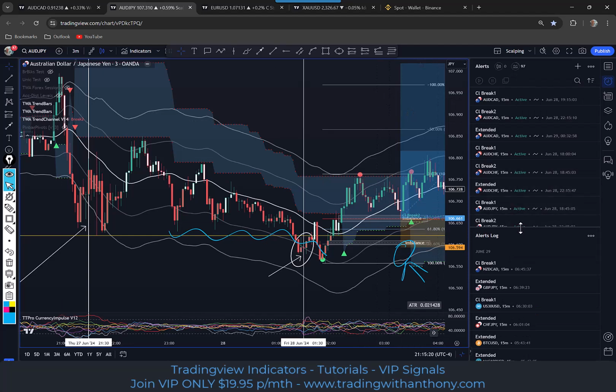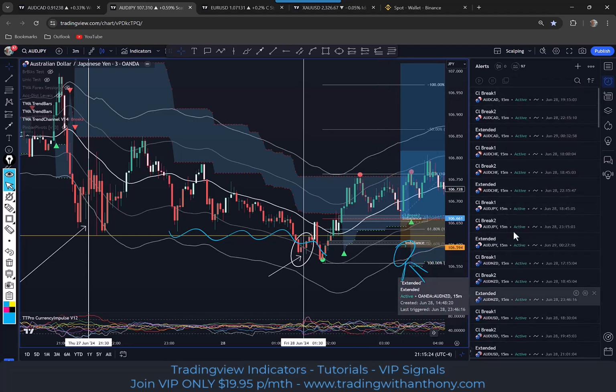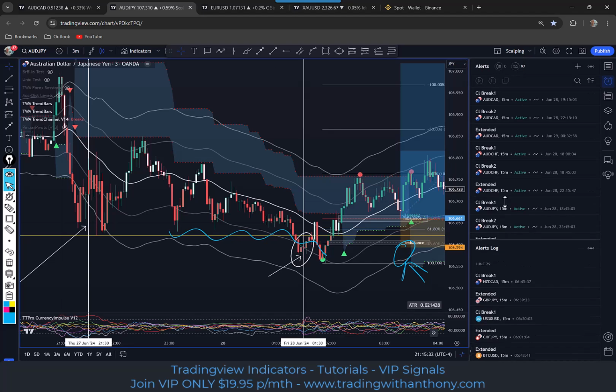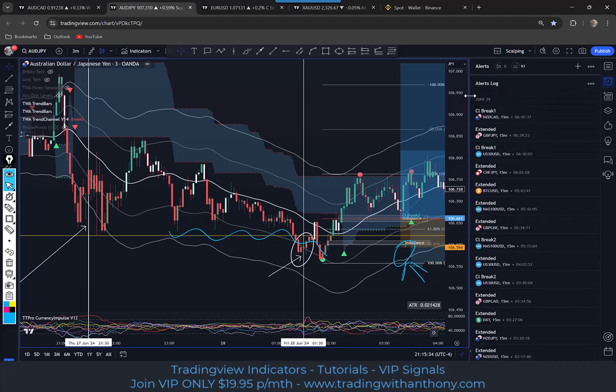And the other thing is, these are not the alert log, okay? These are the alerts that you've set up. You need to make sure, I've been caught out a few times, okay? So you need to pull the alerts log up, and they're the alerts that are going off.